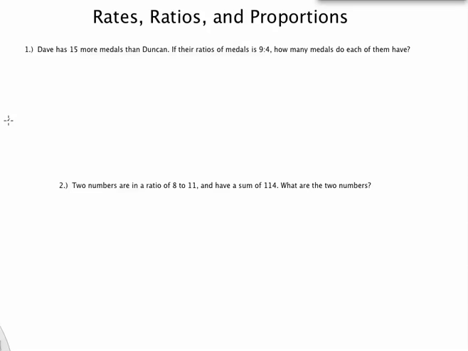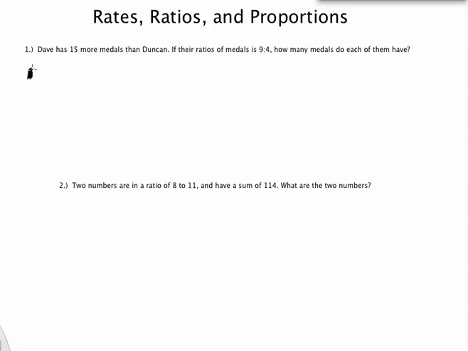Dave has 15 more metals than Duncan. If the ratio of metals is 9 to 4, how many metals does each of them have? So this is the one where we should create ourselves a chart with Dave and Duncan. So I'm going to go ahead and do that. I'm going to put Dave.